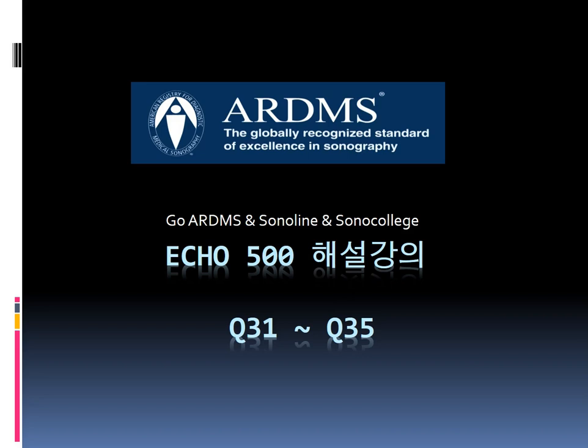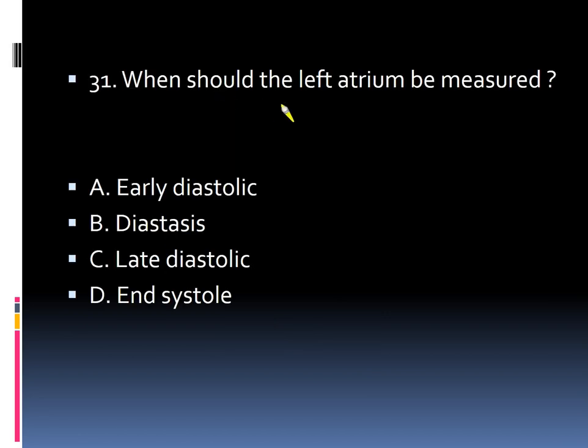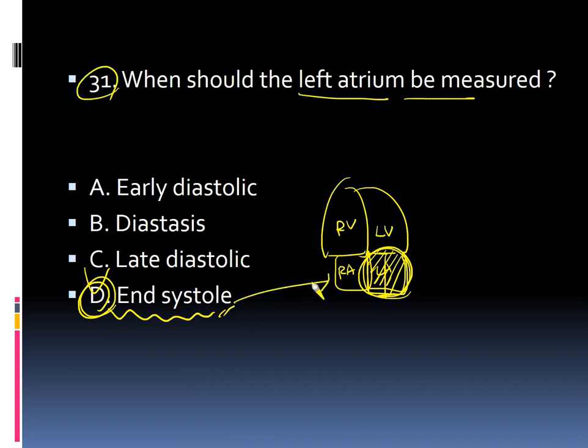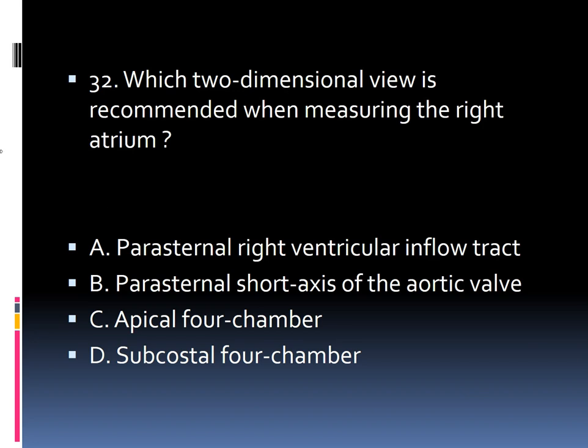In this session, we will solve problems 31 through 35. If you look at the question, it asks about the timing for measuring the left atrium. Basically, it can be measured accurately when the atrium is completely filled with blood. The period when this part is completely filled with blood is the end systolic phase, which is answer D. You can use this problem-solving process to review the basic concepts. Let's move on and look at the next topic.